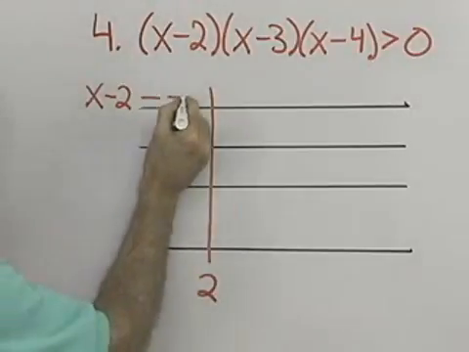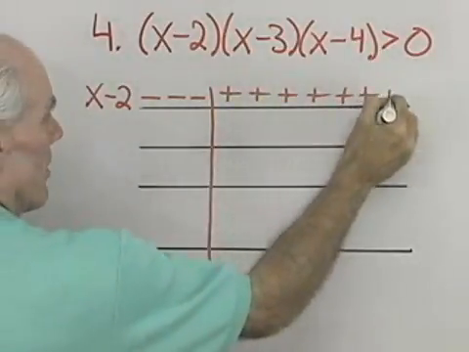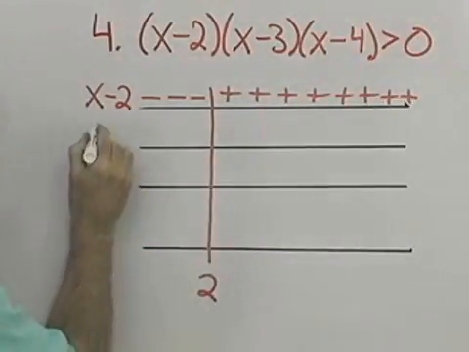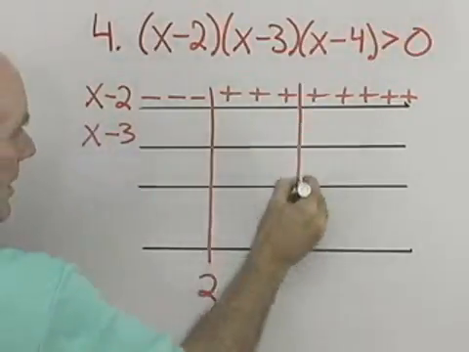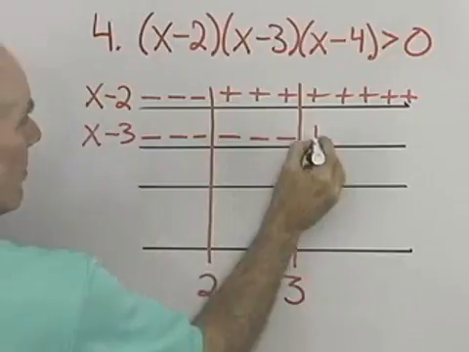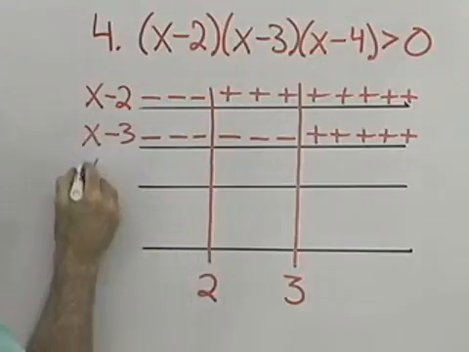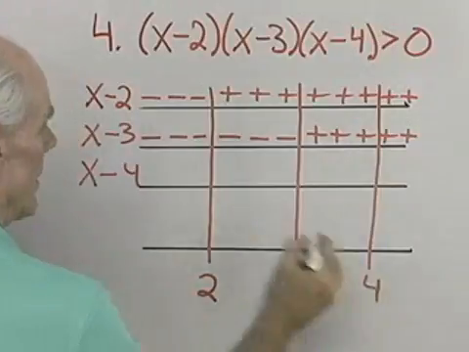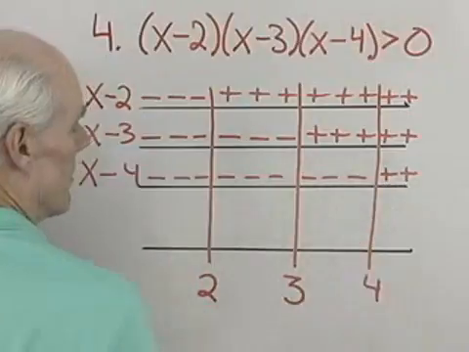This factor will be negative for numbers less than 2, and positive for numbers greater than 2. When I look at my factor x minus 3, I know it will be 0 when x is equal to 3, so let's put that in here. It will be negative for numbers less than that and positive for numbers greater than that. And then my last factor, x minus 4, will be 0 when x is equal to 4. It will be negative for all the numbers below 4 and positive for all the numbers above 4.